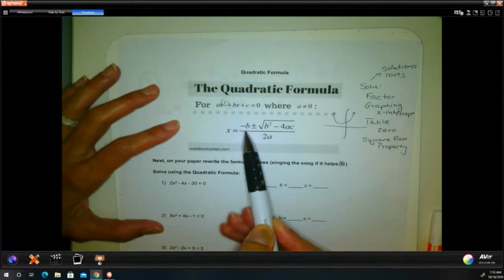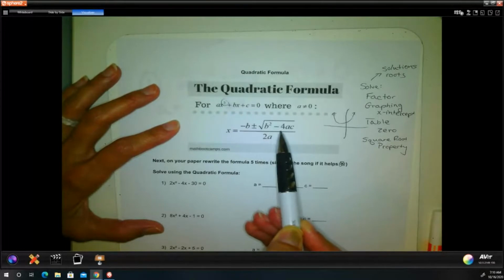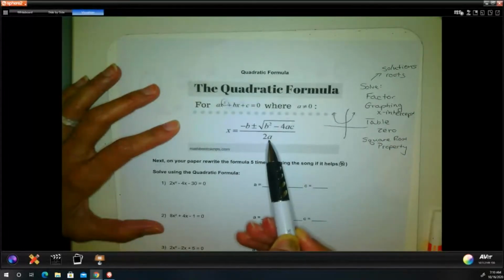Negative b plus or minus the square root of b squared minus 4ac all over 2a.